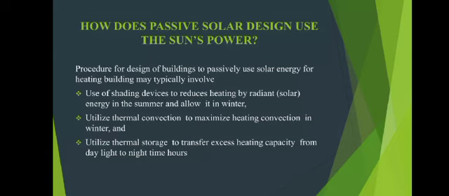How does passive solar design use the sun's power? The procedure for designing a building to passively use solar energy for heating may typically involve the use of shading devices to reduce heating by radiant energy in the summer and allow it in winter, utilize thermal convection to maximize heat convection in winter, and utilize thermal storage to transfer excess heating capacity from daylight to night time hours.